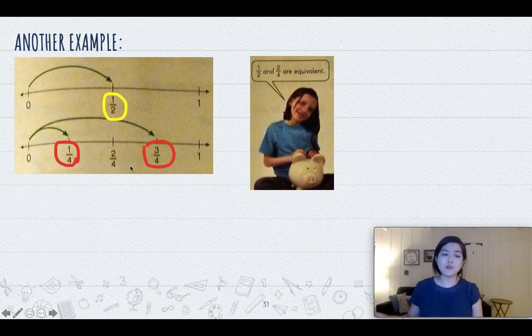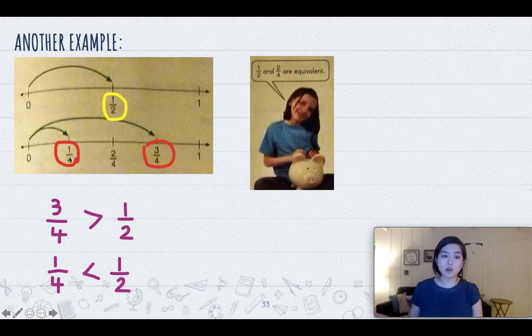Now, we want to compare 1/4 to 1/2, and then we also want to compare 3/4 to 1/2. Which one's bigger? Which one's smaller? Well, I see from the number line 3/4 is greater than 1/2 because it goes past 1/2. I see that 1/4 is less than 1/2 because 1/2 goes past 1/4. 1/4 does not go past 1/2, so it is less than 1/2.